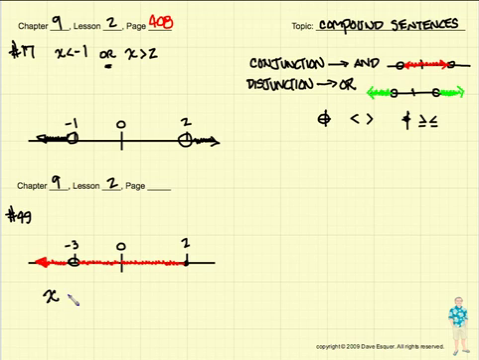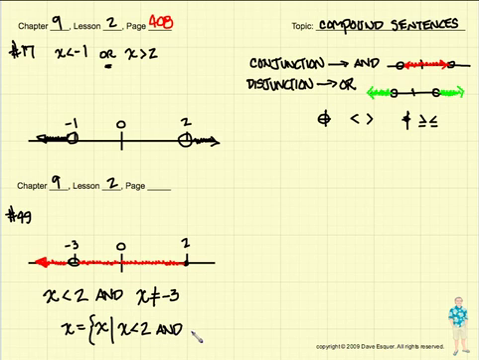So if we had to write this in language arts, it would be x is less than 2 and x can't be equal to -3. So that would be the way we would write this. We could get fancy and we could do this. x such that, squiggly brackets, x has to be less than 2 and x cannot be equal to -3. So there would be our solution.